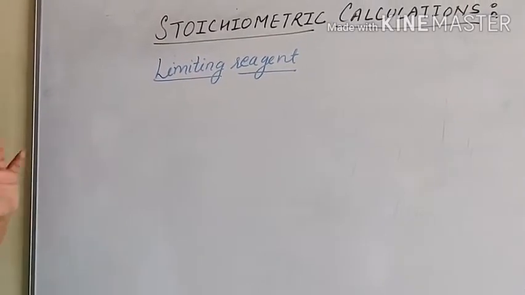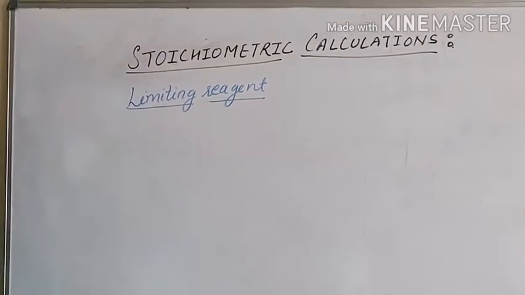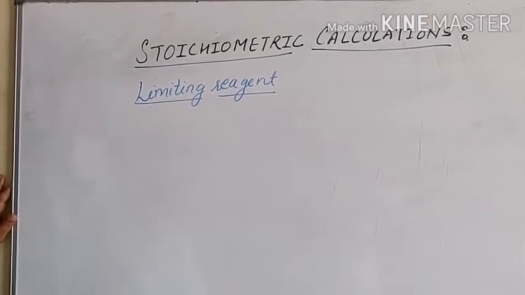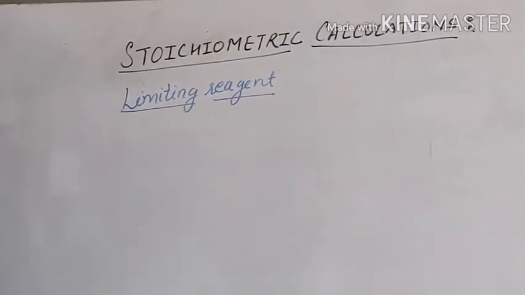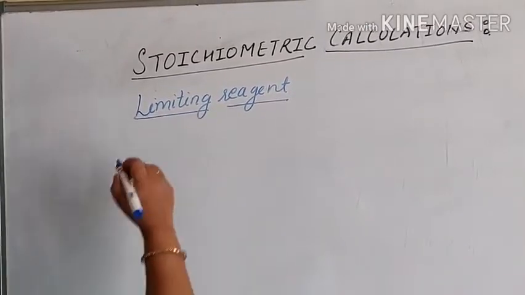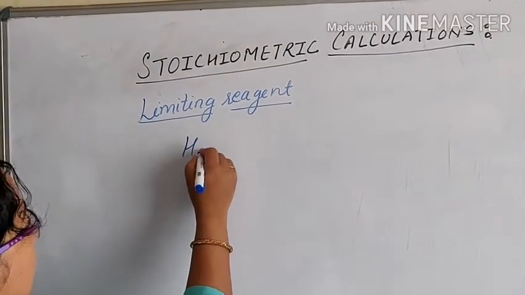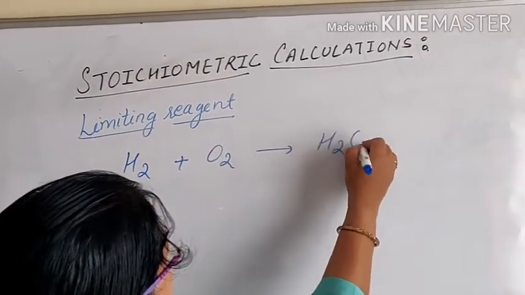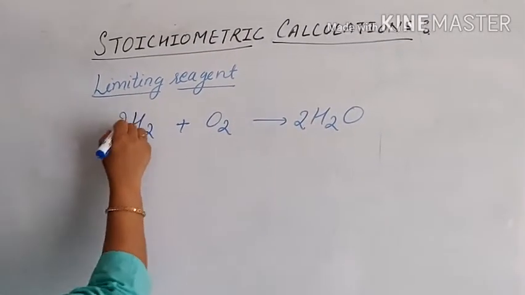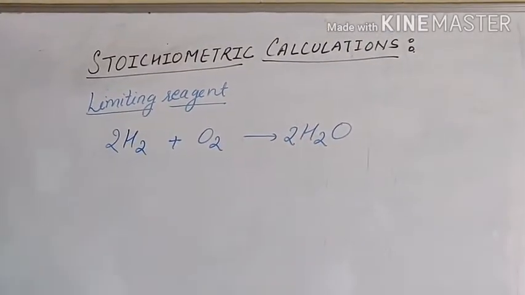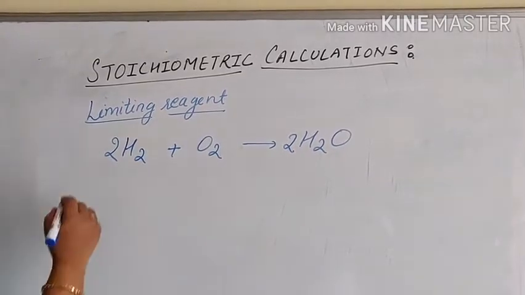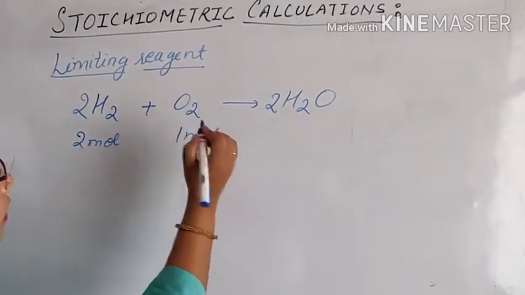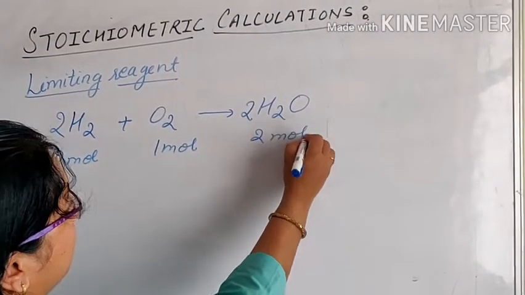Okay, now we'll understand the concept of limiting reagent, which is also based on the stoichiometry of the reaction. So for understanding what is a limiting reagent, I'll take one example. Hydrogen gas reacts with oxygen gas to give water molecule, and the balanced chemical equation for this is 2 moles of hydrogen reacts with 1 mole of oxygen to give 2 moles of water.